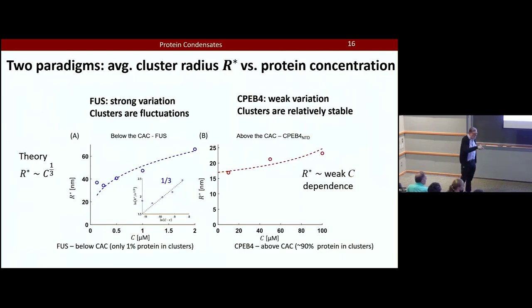Now? Okay. So another thing that I noted is that below the critical aggregation concentration, when clusters are just fluctuations, the radius of the cluster will increase with concentration, and that indeed is the case for FUS, and there's a scaling law you can predict that, within the error of all the experiments, maybe is obeyed. In the CPEB, in the other paradigm, where you have 90% of the protein in clusters, so these clusters are more stable objects, the radius very weakly depends on concentration. So we see these two paradigms: clusters as fluctuations, where very few of the proteins are there, or clusters as more stable objects with most of the proteins there.